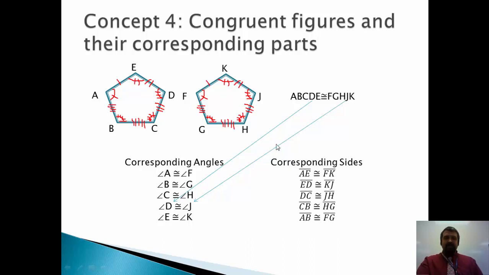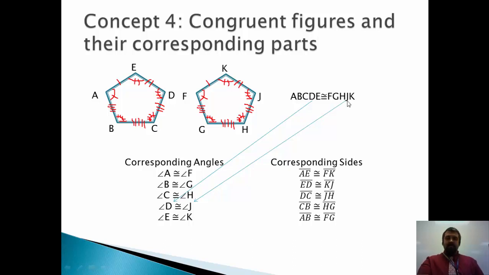The one big exception to this is the first and last letter are also ones I can choose. So segment AE would be congruent to segment FK. From there, the letters will always be next to each other. Segment DE to segment JK or KJ, segment DC to segment JH, segment CB and segment HG are congruent, and segment AB and segment FG are congruent. That's it. That's how you can identify congruent figures and their corresponding parts.